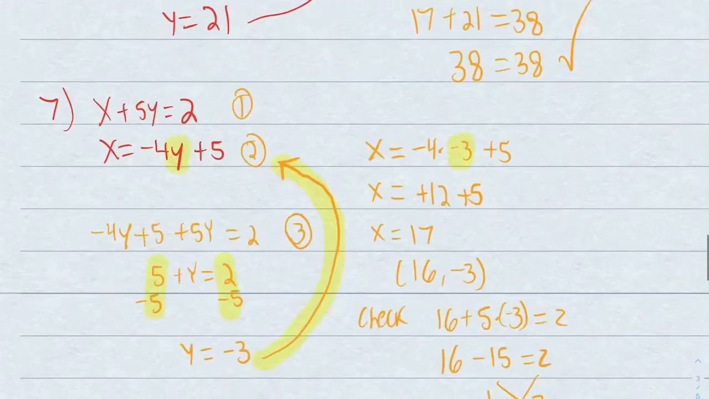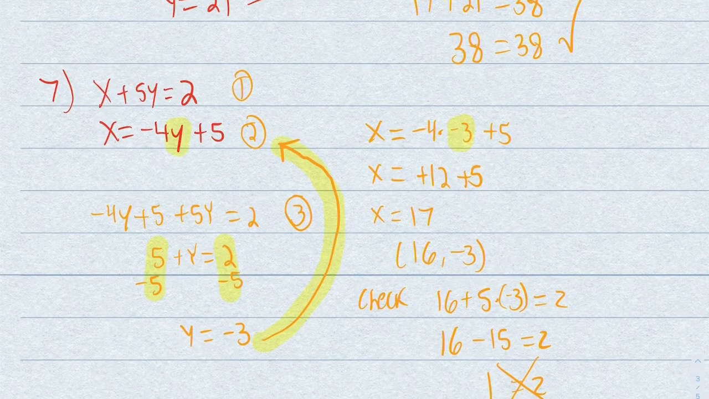That's why it's important to show your work whenever you're solving by substitution. If you don't show your work, you won't be able to find your mistake, and you'll have to start the problem over every time because you didn't show your work neatly.